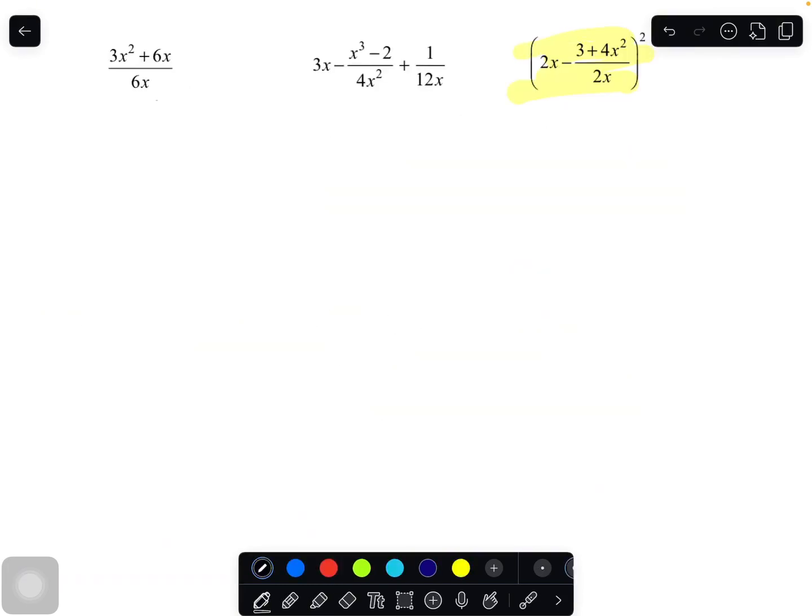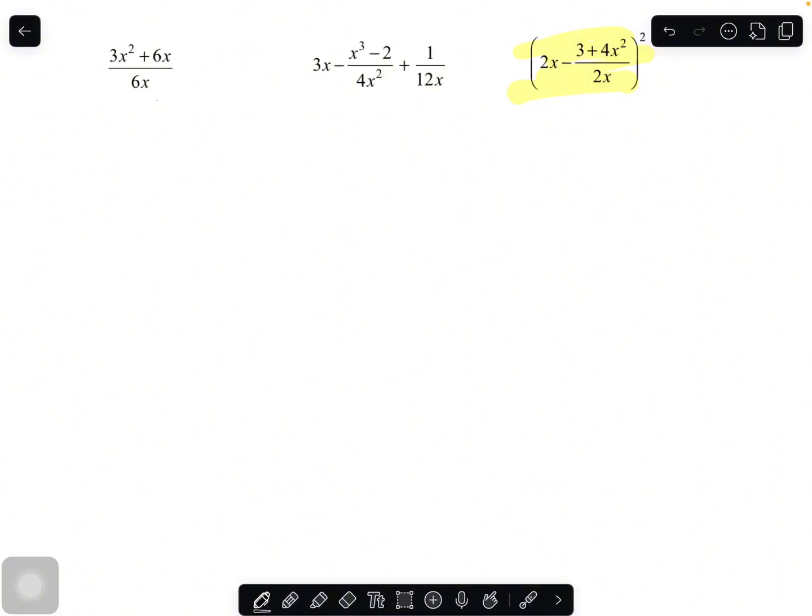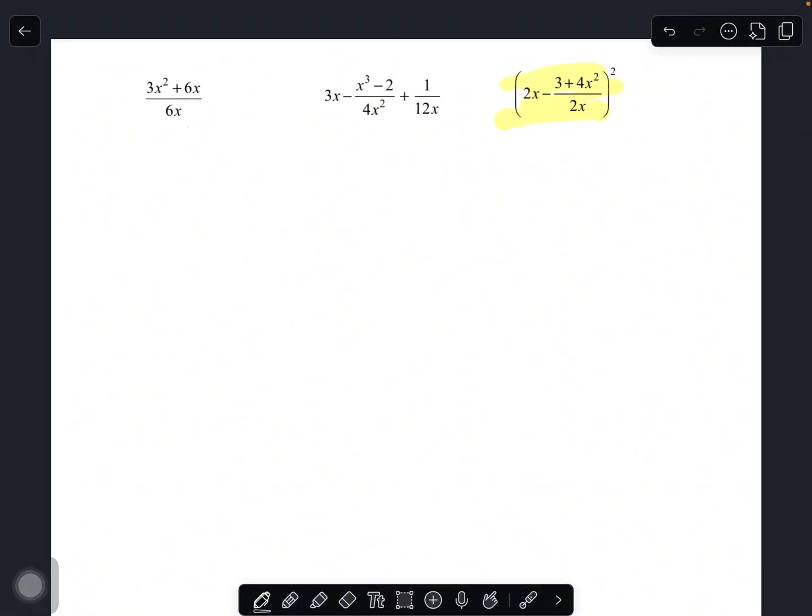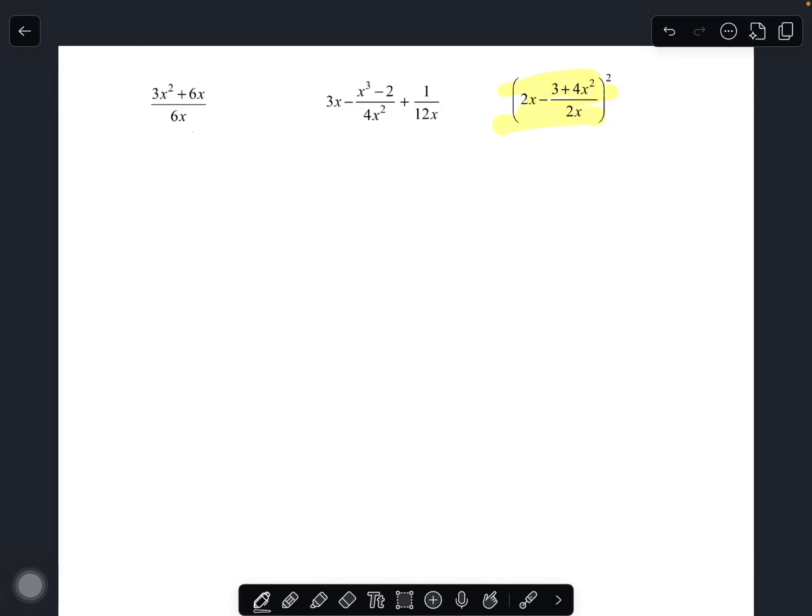Third question. Now in this question here, we can see that we have a square. And don't get too intimidated by the square. What we are going to do is simplify within the brackets first. So I'm going to have this equals, and my common denominator there is going to be 2x, right? And so if 2x is going to be here, this is going to be 4x.